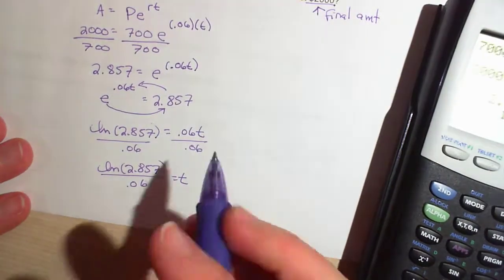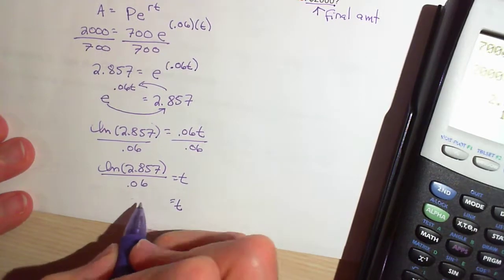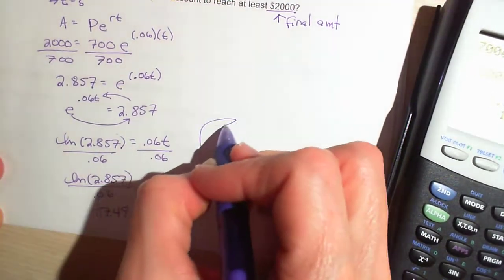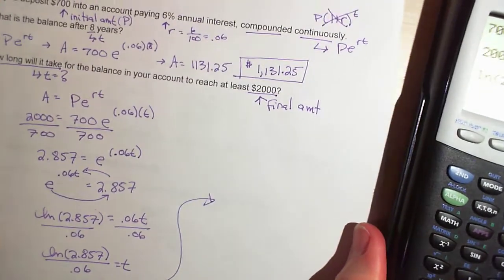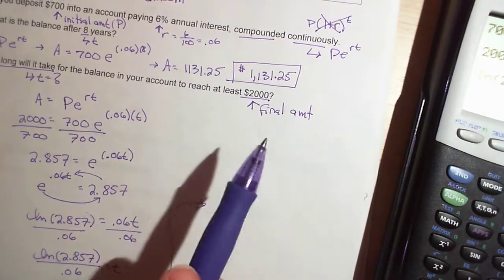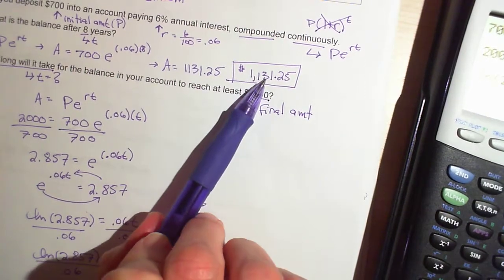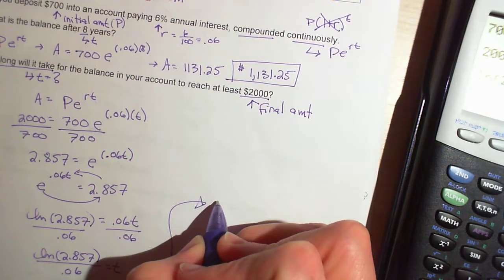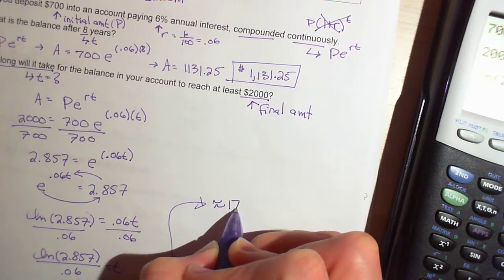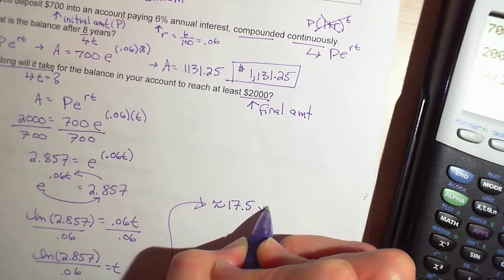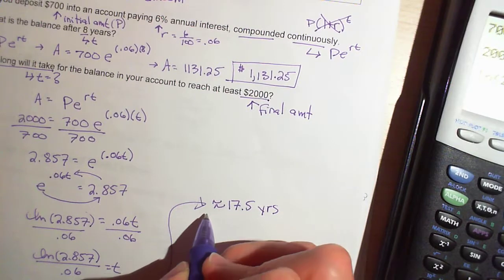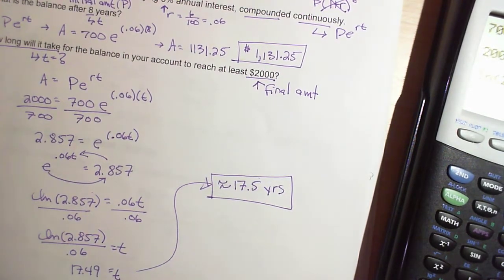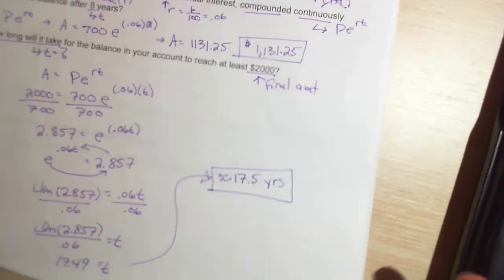So the answer I get is 17.49, but we're talking years here, right? And this makes sense. 8 years to get to 1,100, 17 years to get to 2,000. I would say this is approximately 17.5 years. Because it's years, I can legitimately round to 1 decimal place there.